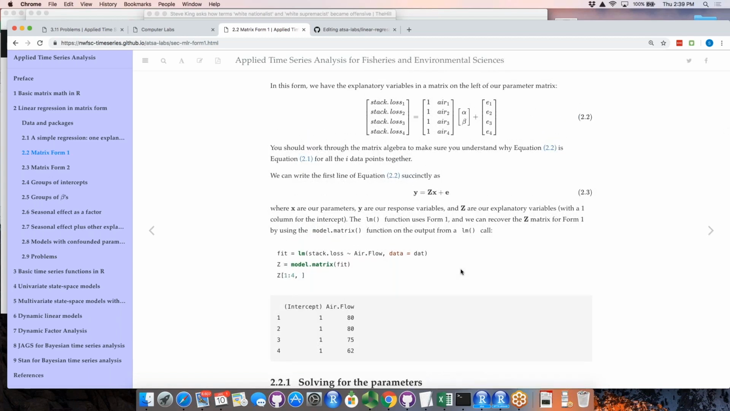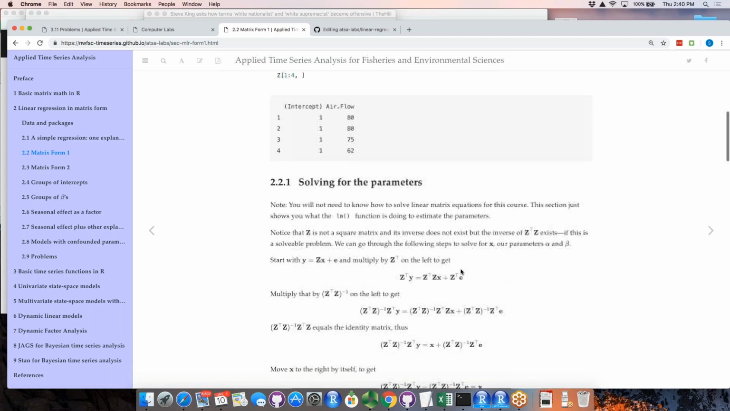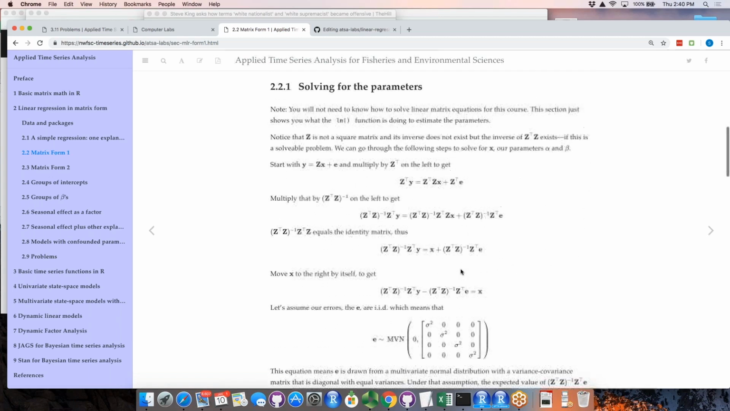This is just one way to write this model. It happens to be the way that LM writes it. And then this part is an aside. You don't have to know how to solve for these things at all.